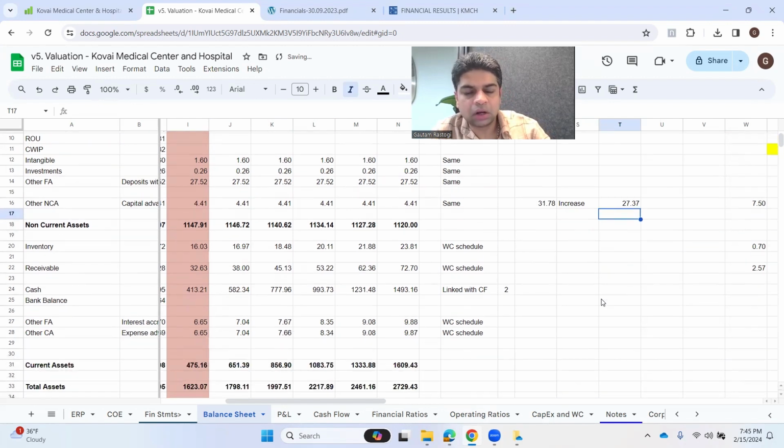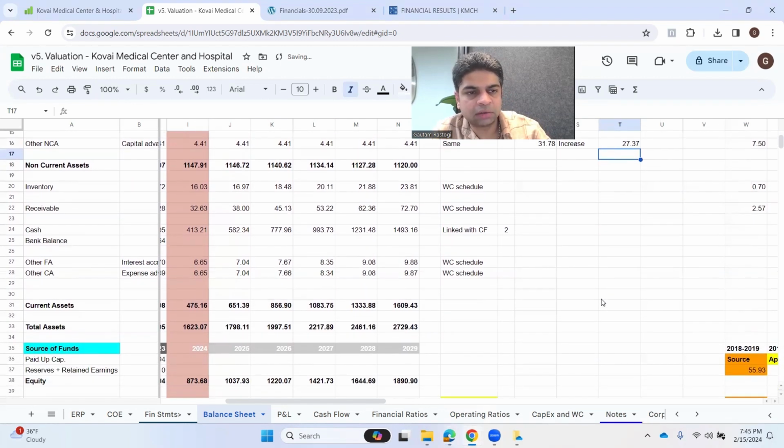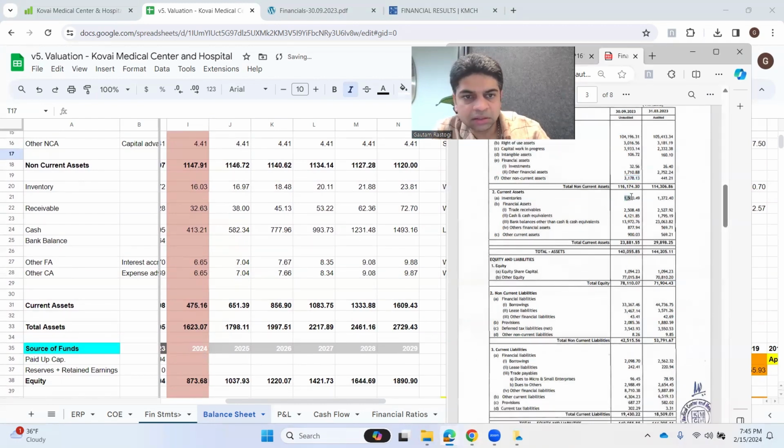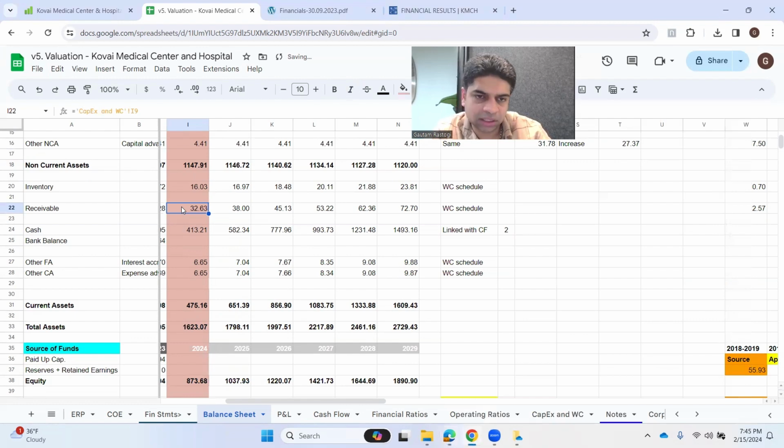Okay. All right. Now let's move forward. Let's quickly check working capital items like inventory. Inventory is 15 CR and ours is 16, so it's pretty close. Let's not worry. Receivable is 25 CR. Receivable for us is 32 CR. So I think this is fine.